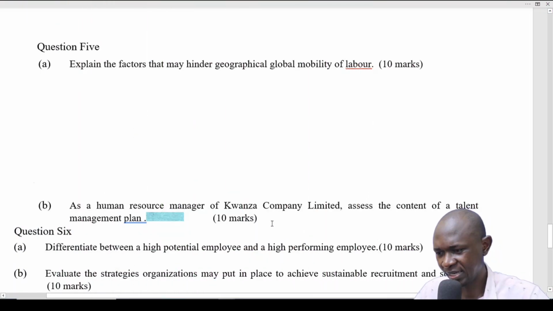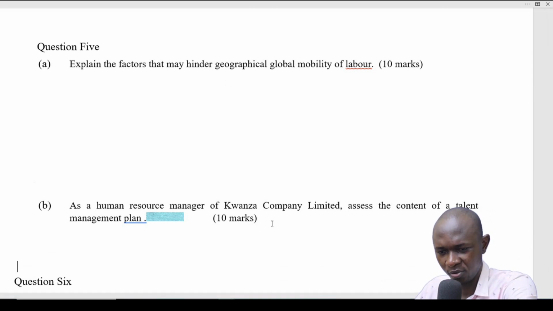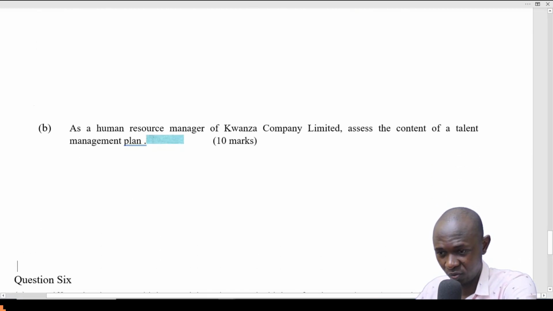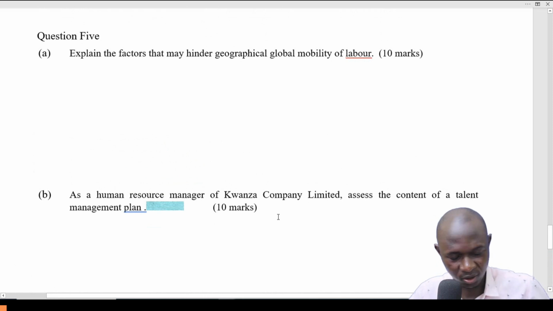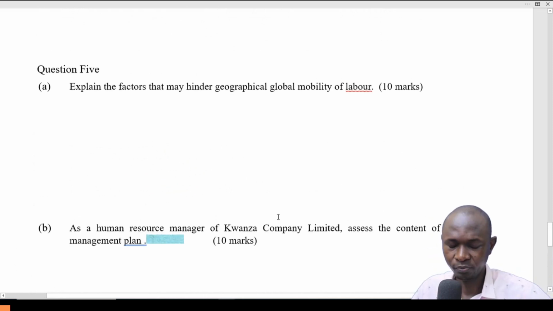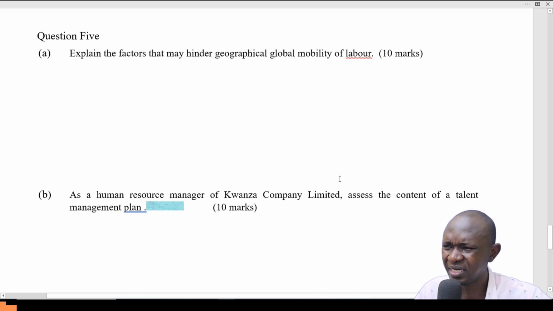So welcome class again, and we are going to tackle question 5 of the 2022 paper, Employee Resourcing Review, the revised syllabus. Question 5: explain the factors that may hinder geographical global mobility of labor.